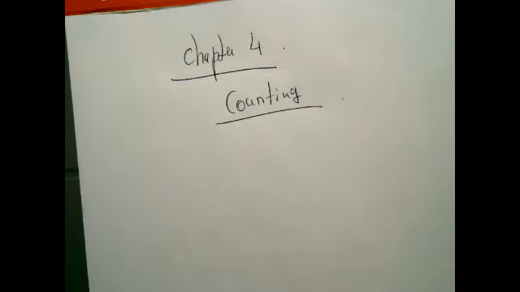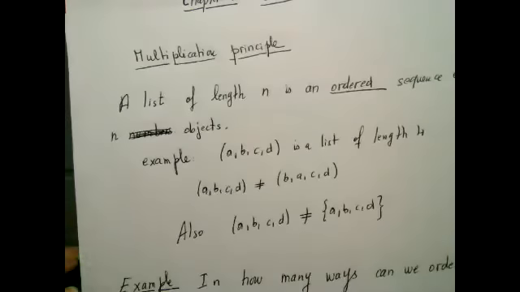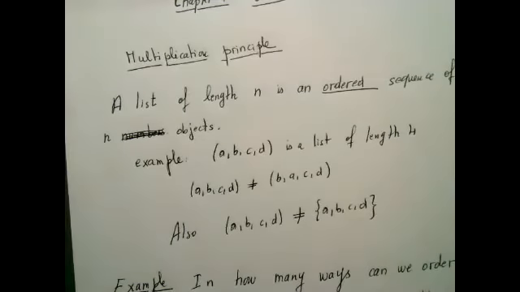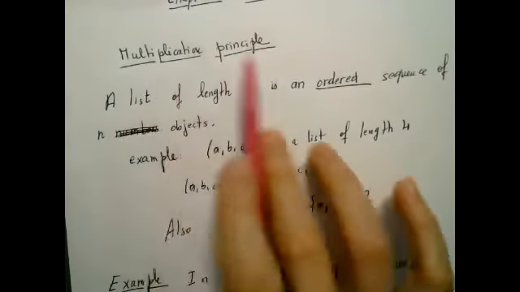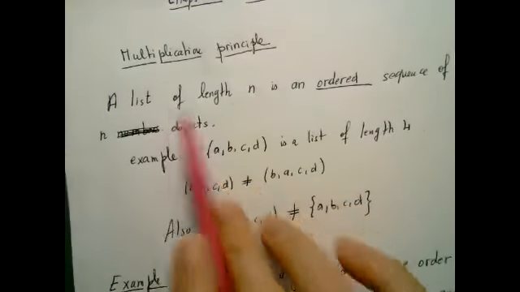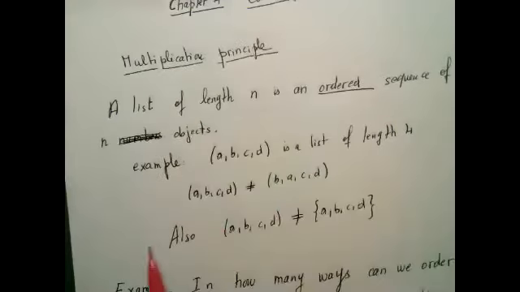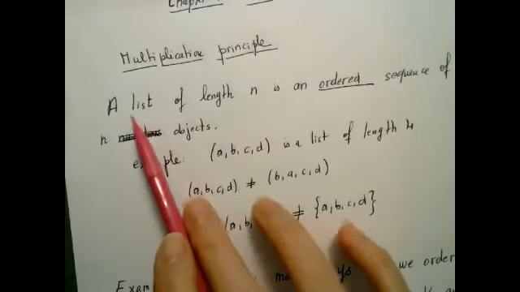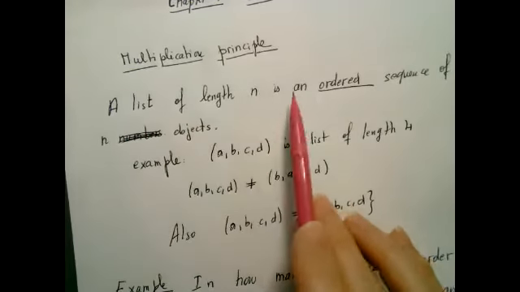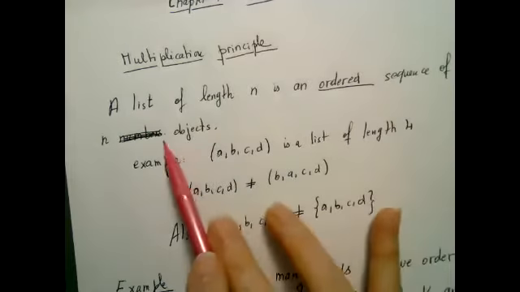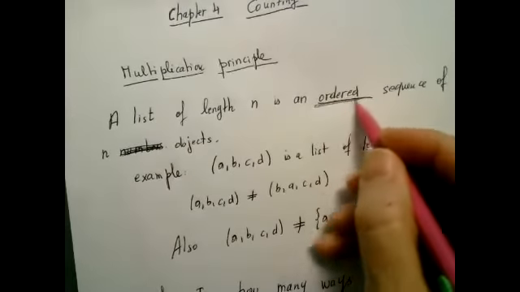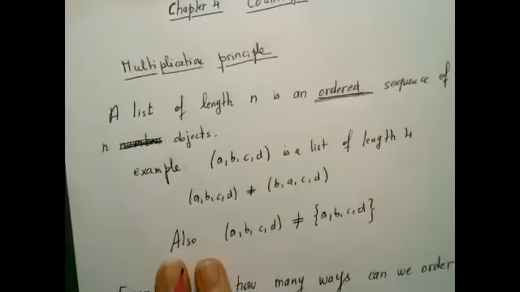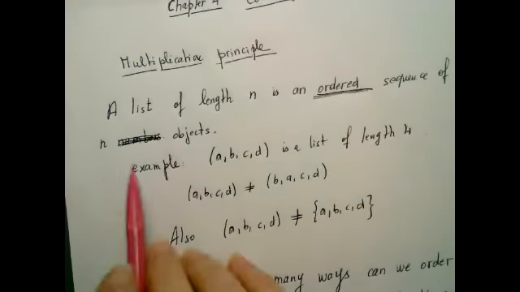So today we will do the easy part, and next time it gets harder, but not very hard, because most of you already have some ideas about this. So first, what's a list? Let's get that straight. A list of length n is an ordered sequence of n objects. The word ordered is absolutely crucial.